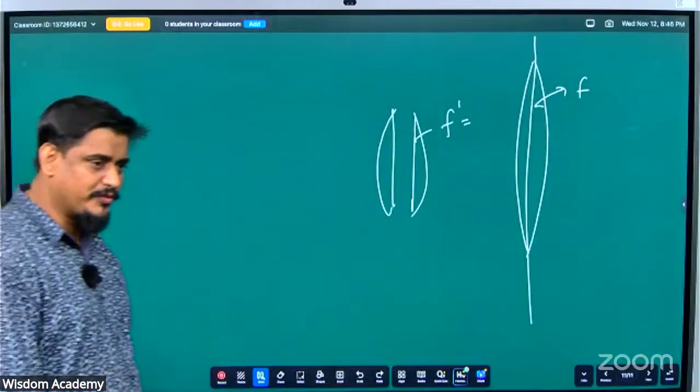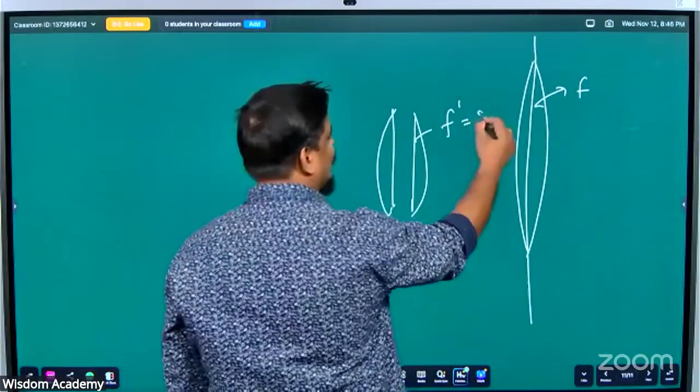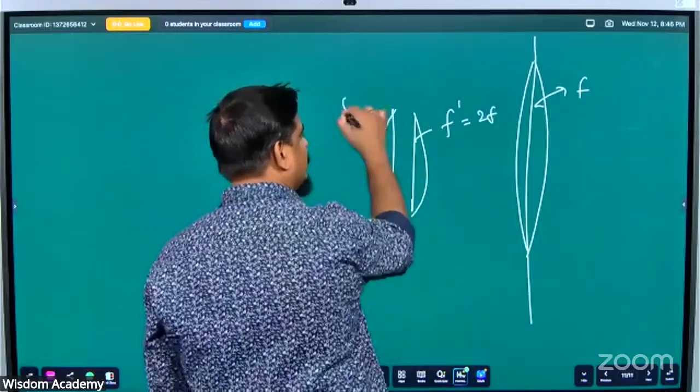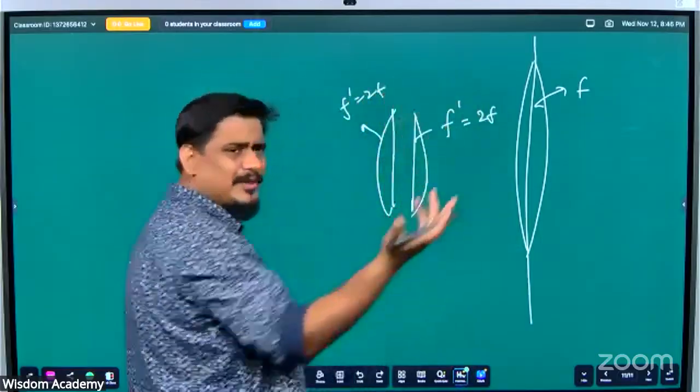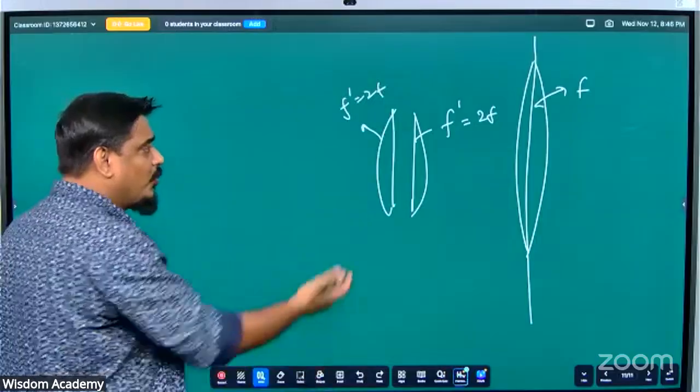To how much? 2F. This will also become 2F. Let us confirm this. What is the problem in this? So now they are kept close.